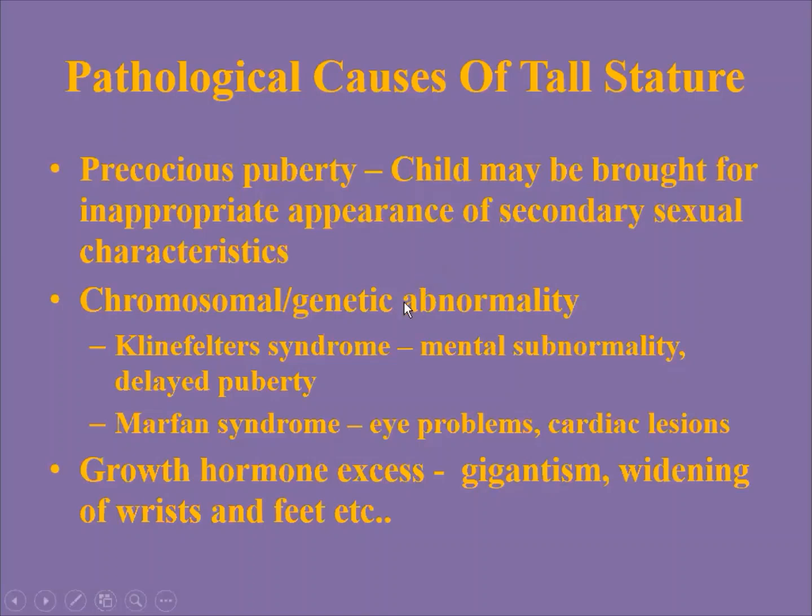Chromosomal or genetic abnormality, Klinefelter's: there is mental subnormality, delayed puberty, and tall stature. Marfan syndrome: there are associated eye problems and cardiac lesions. So that is where our focus is going to be. And growth hormone excess, gigantism. The child will be seen to grow at an excessive rate, with widening of wrists, everything. Acromegaly also will be seen by and by, and there will be visceromegaly as well.